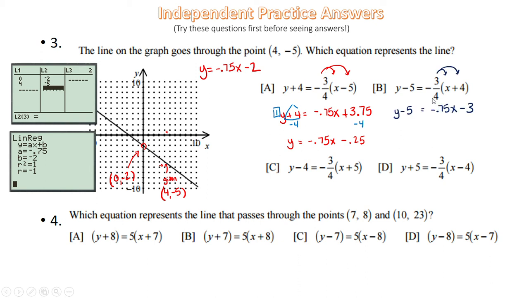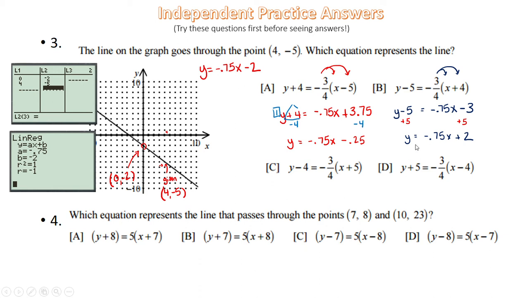Distribute first. -0.75 times x is -0.75x, and -0.75 times positive 4 comes out to be -3. To move the -5 that's on the left-hand side, we're going to add 5 to both sides, and then that becomes plus 2, which is almost my equation.